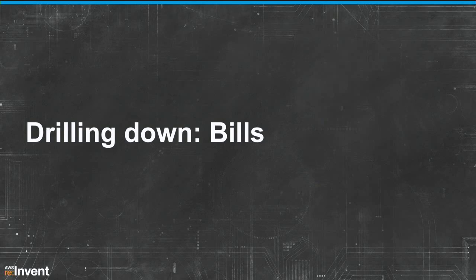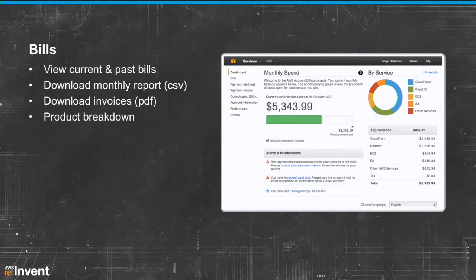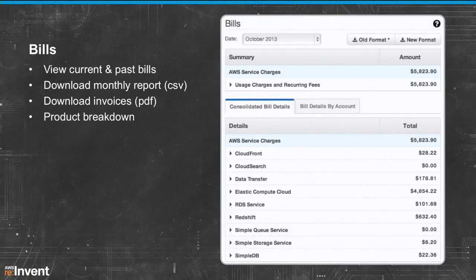So drilling down a bit into your bill, you probably spend most of your time analyzing your bill. By clicking on the bill section, you'll get to see your current bill as well as past bills. You'll have the ability to download invoice PDFs from this page, as well as the monthly report. The monthly report is our simplest report. Vadim is going to get into this in more detail in his section. But basically, the monthly report includes the same granularity and aggregation as what you see on the bills page.